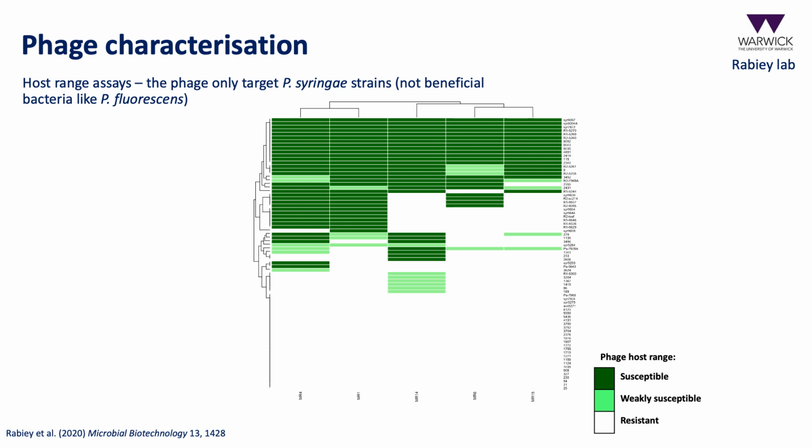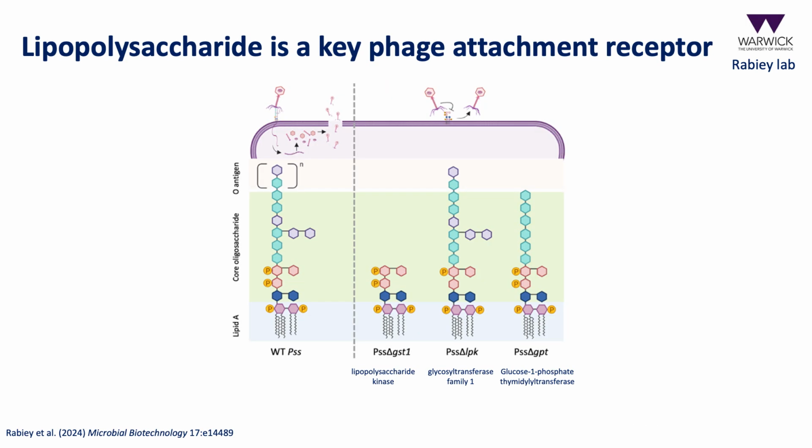they have different host ranges. They could infect, but again, they cannot infect any of the beneficial microbes like Pseudomonas fluorescens. They are very host specific. And for XTC phages, I said they use different receptors. One uses flagella, one uses lipopolysaccharide. But these MR phages mainly use lipopolysaccharide as their receptor, but they use different genes, so different genes within the gene cluster.